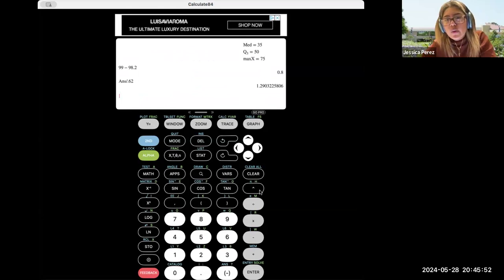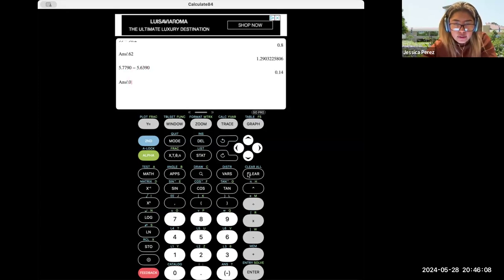That's my first z-score. The next z-score is 5.7790 minus 5.6390. That's the top, divided by 0.06194. Let's check if that's right. And that's 2.260. Which one is greater than 2? The second z-score. So that's more significant.